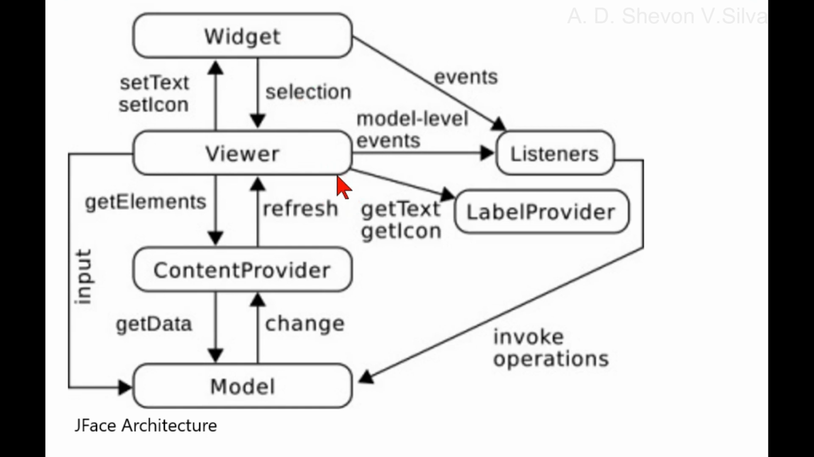A table viewer targets tables. A combo viewer targets a combo box, and so on. Viewers use the widget specific methods for displaying data and listen for widget specific events.